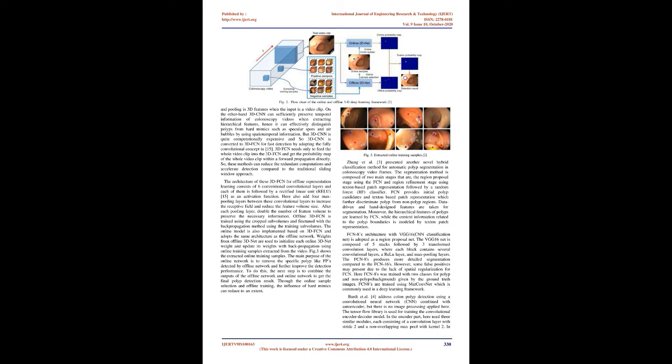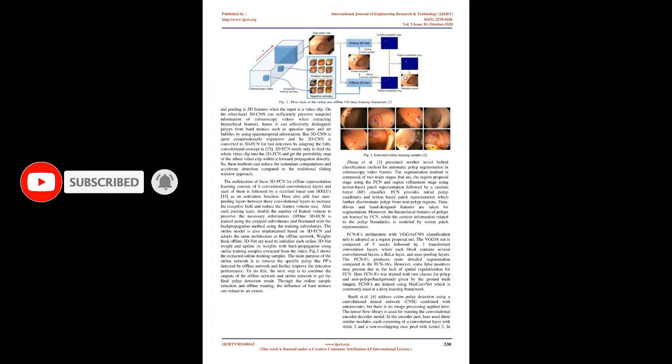A typical 3D CNN consists of 3D convolutional layers, fully connected layers, and softmax layers. 3D convolution and 3D pooling operations are performed in spatial and temporal dimensions. Also, the outputs of 3D convolution and pooling are 3D features when the input is a video clip. On the other hand, 3D CNN can sufficiently preserve temporal information of colonoscopy videos when extracting hierarchical features, hence it can effectively distinguish polyps from hard mimics such as specular spots and air bubbles by using spatiotemporal information.